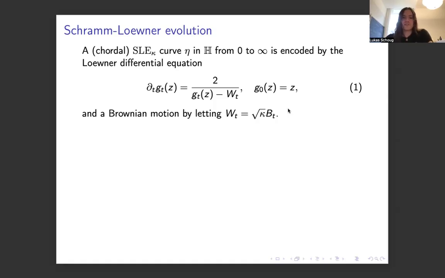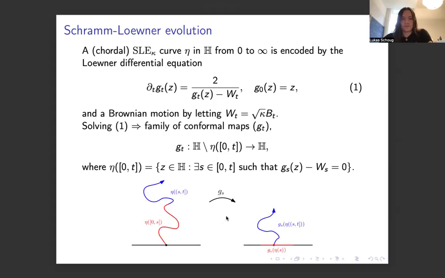And then we solve this equation, and what we then get is a family of conformal maps. So we solve it for all z and for all t possible. For some of the points, the solution won't exist for all times because this denominator can be 0. But this set of points for which the denominator is actually 0 at some point is the interesting set.